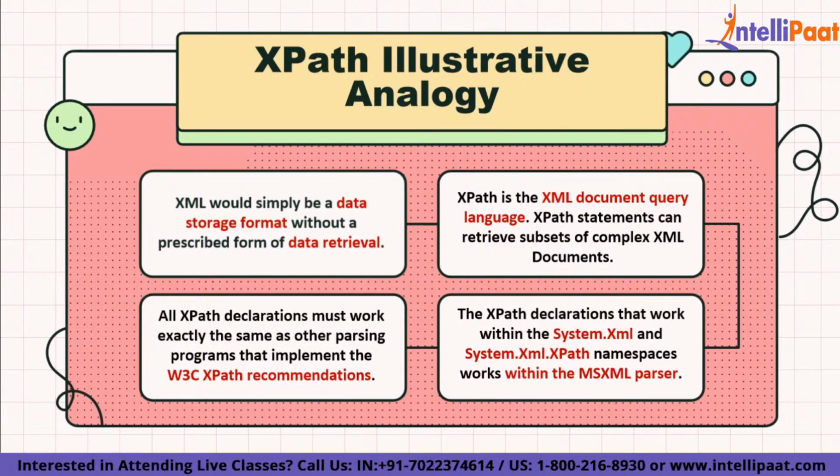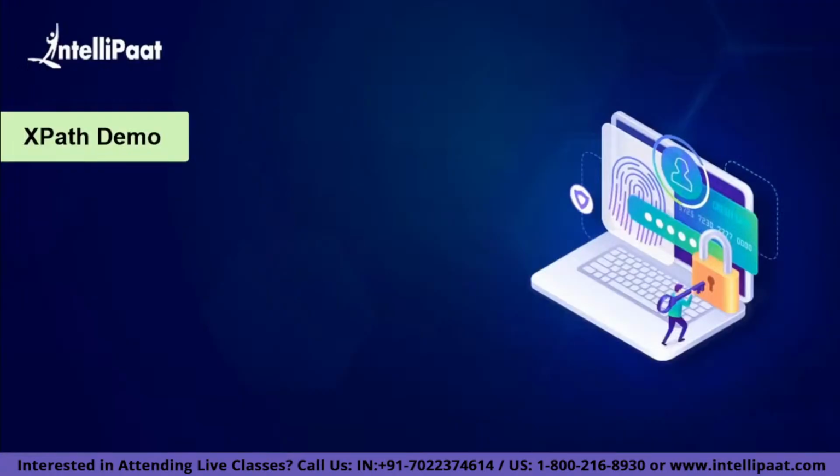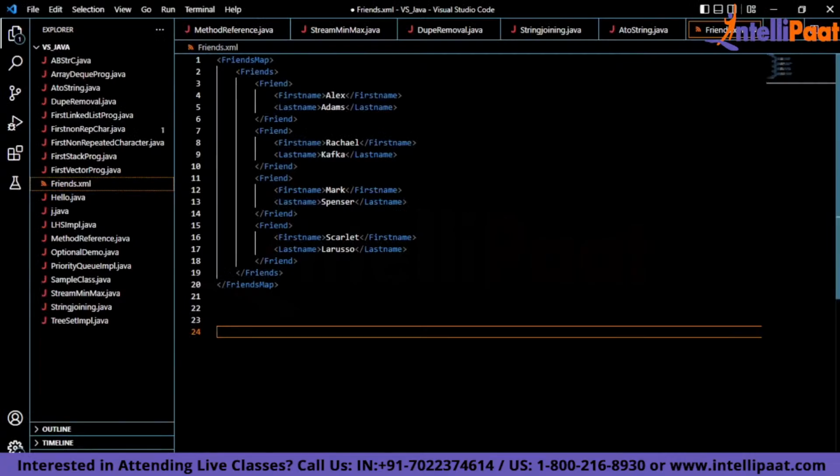Okay guys, I wish that the theoretical part that we just covered about XPath is clear to all of you now. Now let me show you how an XML file looks and how an XPath command helps in retrieving data from an XML file. So guys, here we have an XML file. This file contains the data of the friend list of a certain person. It has records such as first name and last name of the particular friend.